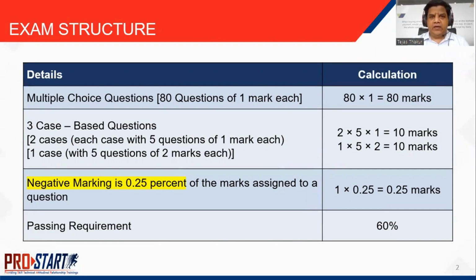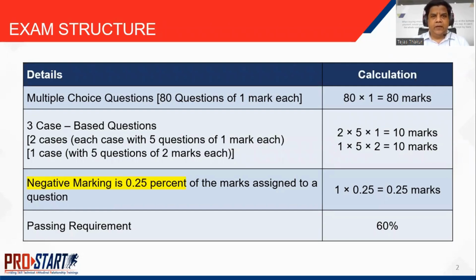There is a negative marking, which is 0.25 negative for each wrong answer which you attempt. There is no negative marking if you have skipped a particular question. Okay, so if you don't attempt, there's no negative marking. You attempt and it is wrong, it is minus 0.25.